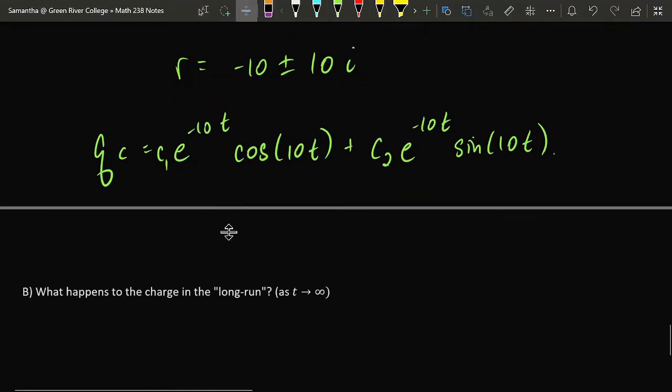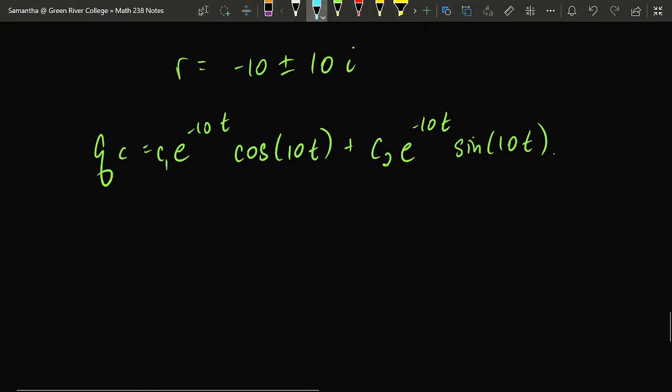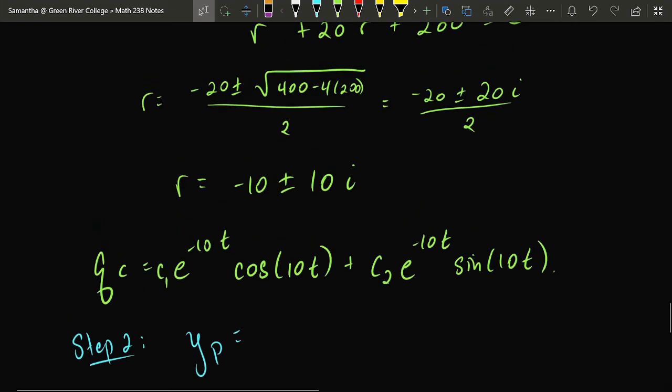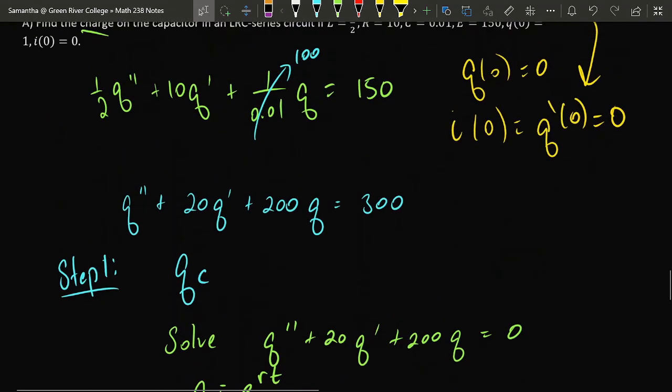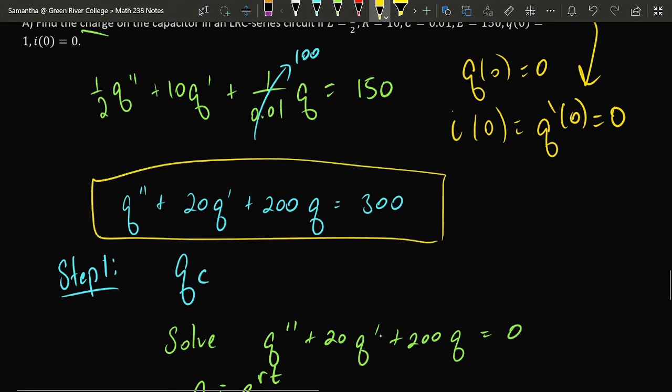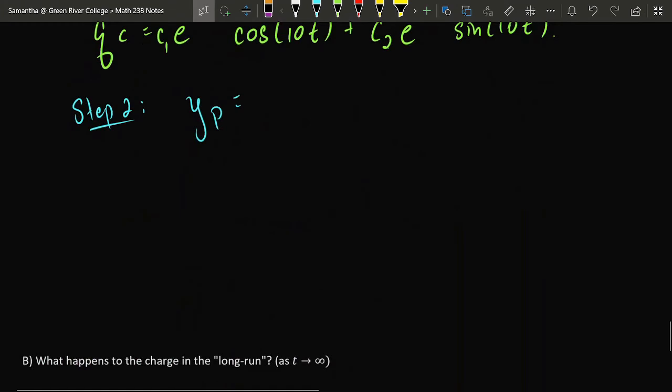So now I'm going to guess a particular solution. I'm going to guess a y_p, and I'm going to have a look at the right-hand side of my original differential equation. So in this case, the function that we have on the right-hand side is 300, which is a constant. It's a polynomial of degree 0. So I'm going to guess that my particular solution is also constant.